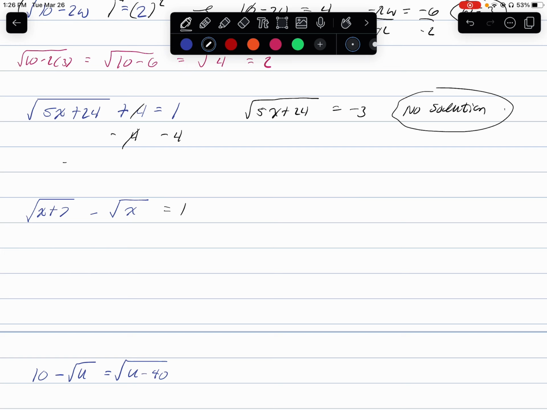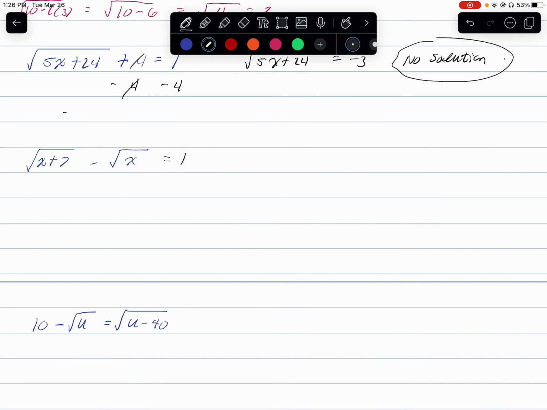Okay. So now let's take a look at this one. Here we have the square root of x plus 7 minus the square root of x is equal to 1. Okay, so let's go ahead and see if we can solve this.